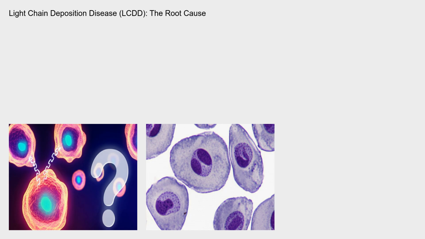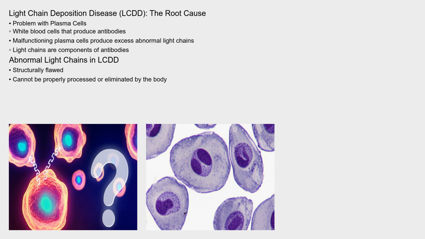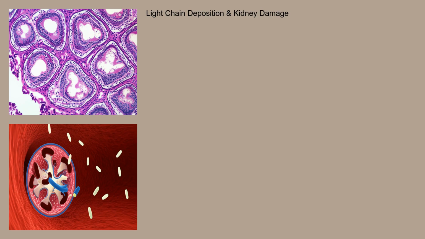The root cause of LCDD lies in a problem with plasma cells, a type of white blood cell responsible for producing antibodies. In LCDD, these cells malfunction and produce an excess of abnormal light chains. Light chains are a component of antibodies. These abnormal light chains are structurally flawed and can't be properly processed or eliminated by the body. The exact trigger for this plasma cell dysfunction remains unknown in most cases. However, LCDD is often associated with underlying plasma cell disorders, such as monoclonal gammopathy of undetermined significance, or MGUS, and multiple myeloma.